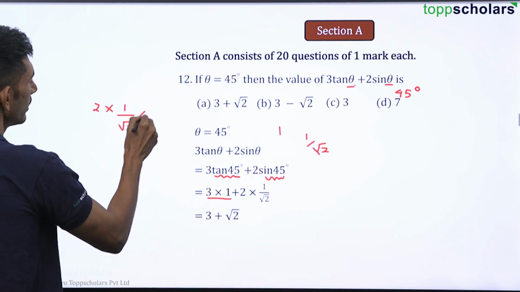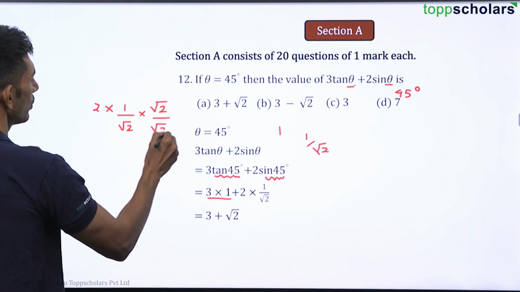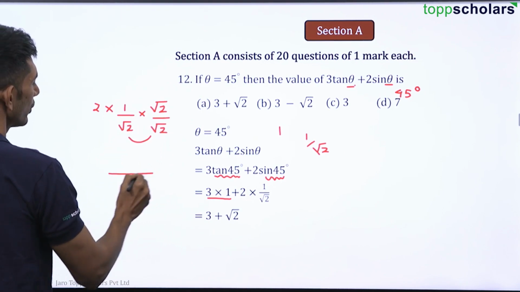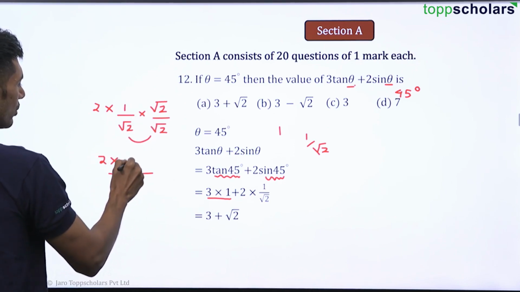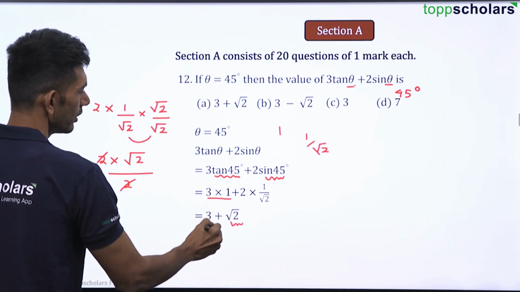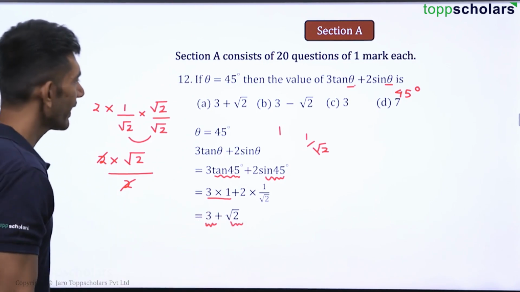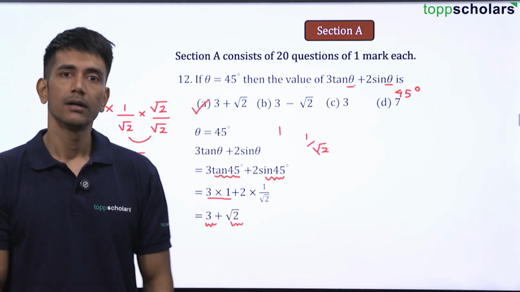Always remember, make sure you rationalize this. So you multiply by root 2, divide by root 2. In the denominator, you will get root 2 into root 2, which is 2. This 2 is already there and this is root 2. 2 gets cancelled and that is why you have only root 2 here. So 3 plus root 2 is the final answer, which is your option A. I hope this is clear.